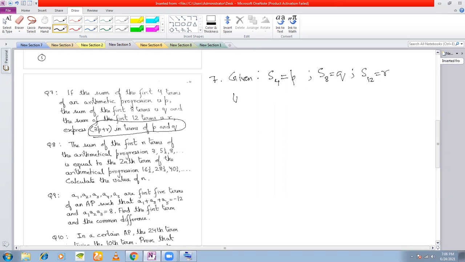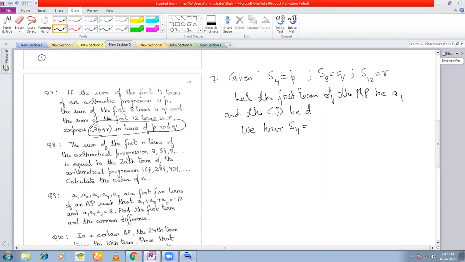So we start from S4. Before that, let the first term of the AP be A1 and the common difference be D. So now we start from S4. We have S4 is equal to P.